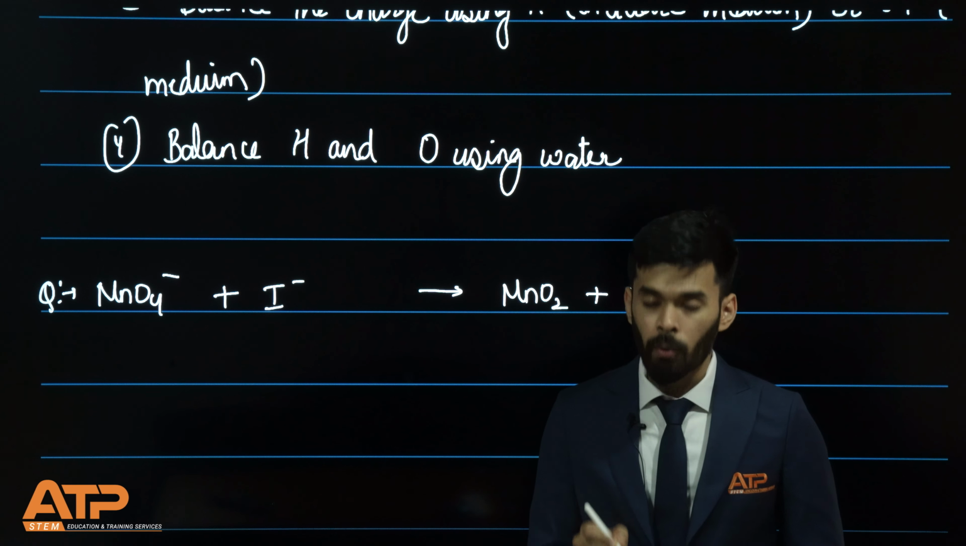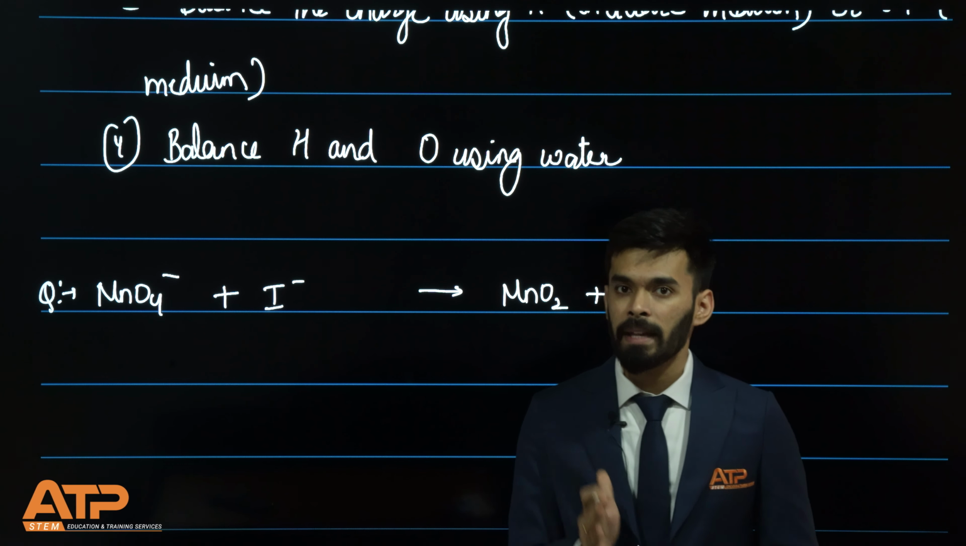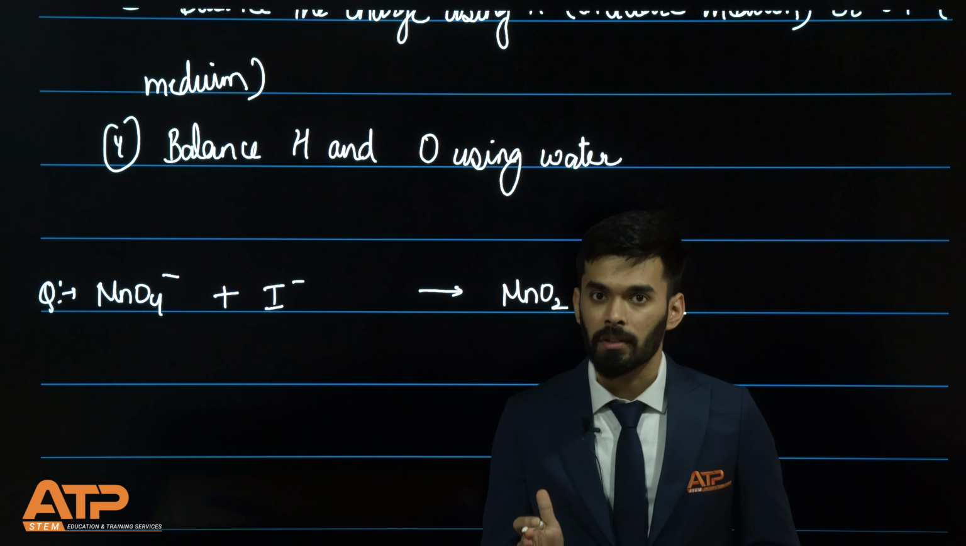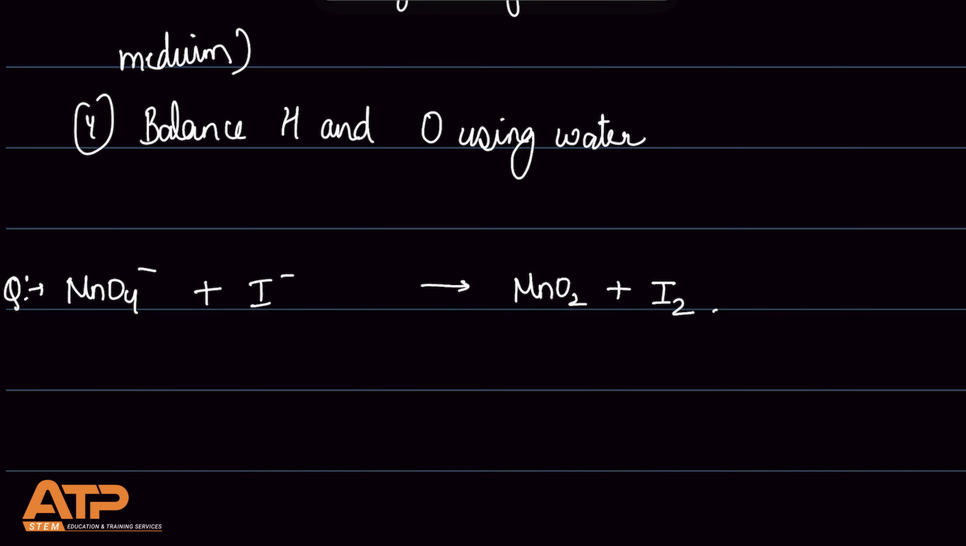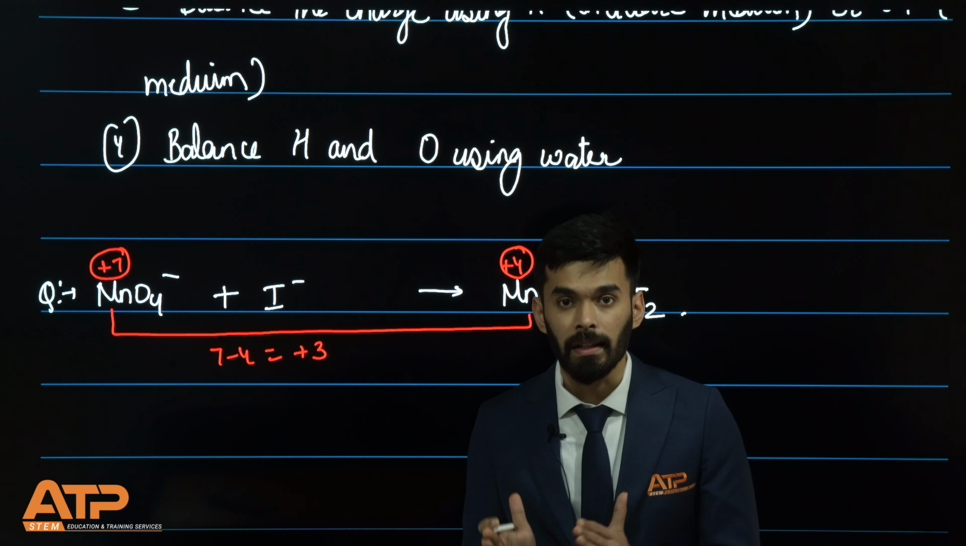So in this question, first of all, we are supposed to calculate the change in oxidation state and make the change equal in both half reactions. So the oxidation state of manganese here is +7 and the oxidation state of manganese here is +4. What is the change in oxidation state of manganese? So from +7 it's going to +4, so the change is of 7 minus 4, so that is 3. So the change in oxidation state of manganese is 3.